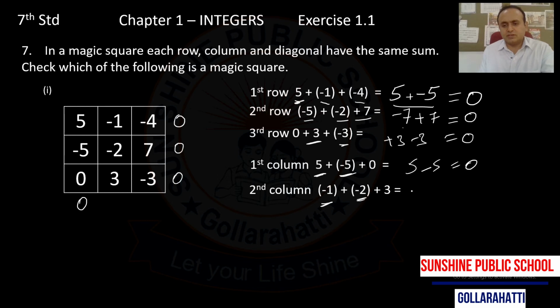Minus 1 minus 2 gives minus 3, and here you should add plus 3. So minus 3 plus 3 gives the answer 0. So you got 0 here, same.